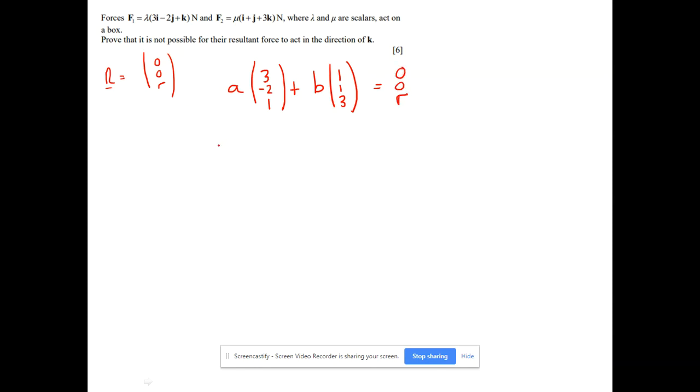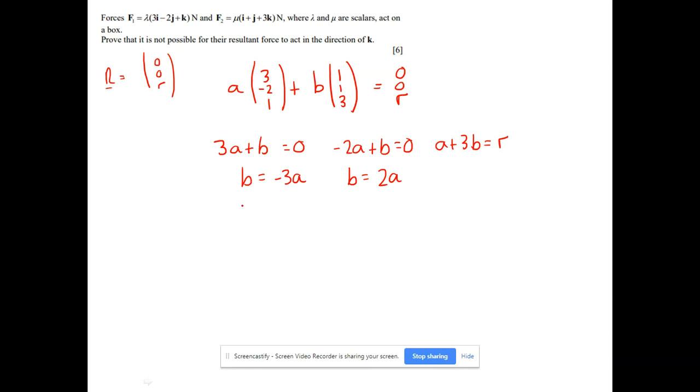Now this ends up creating equations. We end up with 3a plus b equals 0, minus 2a plus b equals 0, and a plus 3b equals r, the resultant force. So if we now make both of these b equals, then we can say that b is equal to negative 3a, and we can say that b is equal to 2a.